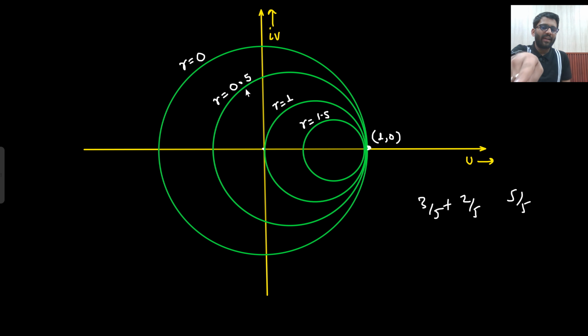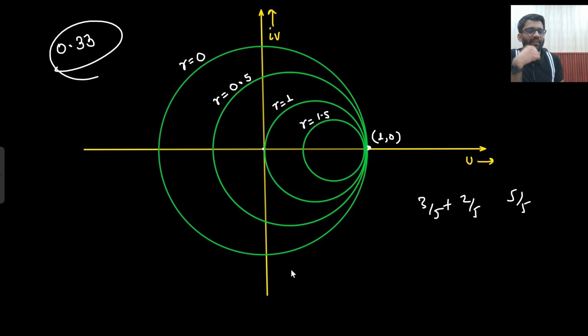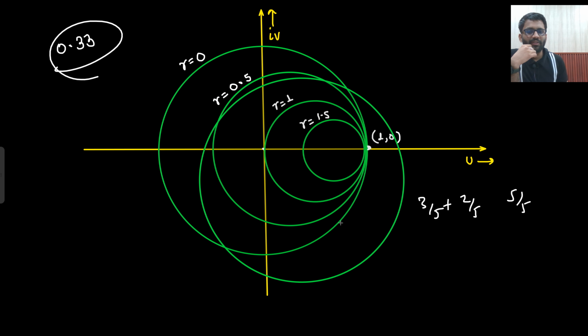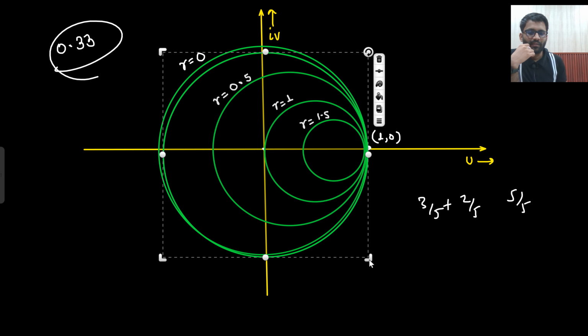Now from 0 I directly took 0.5. In between there would have been 0.33 as well, no? Here 0 to 0.5 I directly took. So in between there would have been 0.33. So which kind of circle would 0.33 make? What do you think?